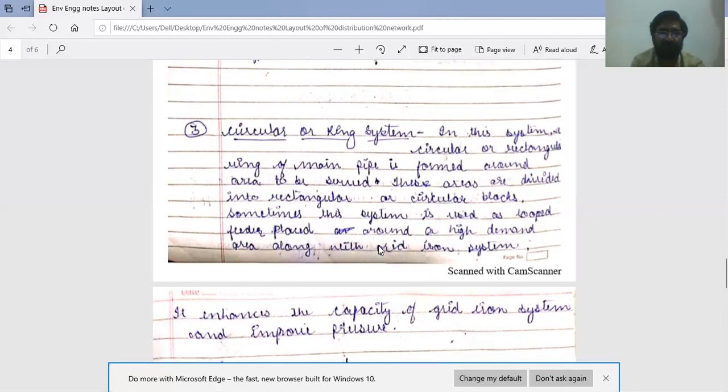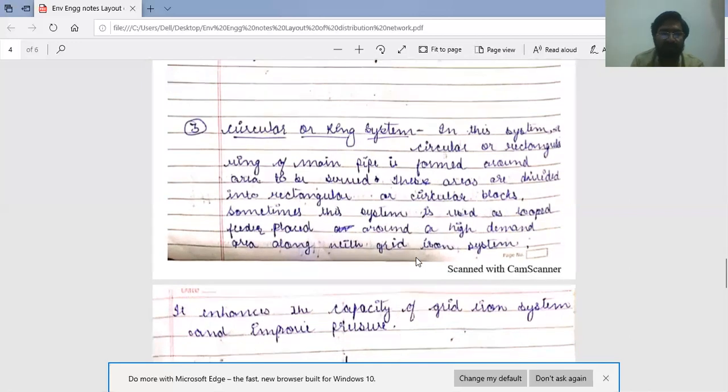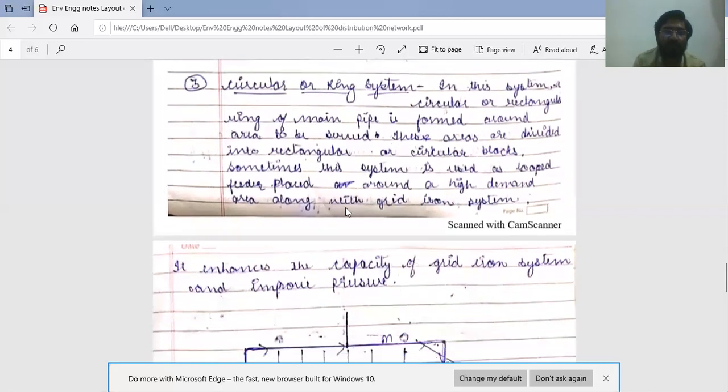placed around a high demand area. All around the pipe is main pipe along with grid iron system. This system is used along with grid iron system in high demand area. So it enhances the capacity of grid iron system and improves pressure.